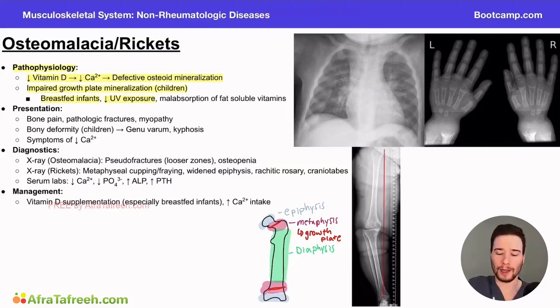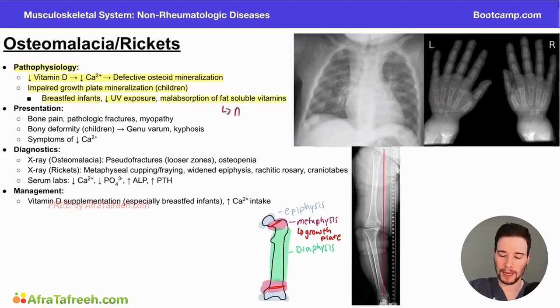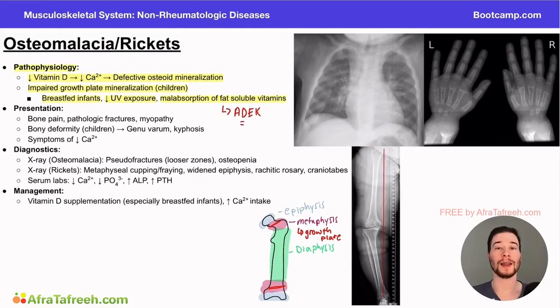Now, we can also have malabsorption of fat-soluble vitamins. Recall the 4 fat-soluble vitamins are A, D, E, and K. The one we're concerned about here is vitamin D. And so anything that decreases our ability to absorb these fat-soluble vitamins, for instance, celiac disease, we know is a malabsorption disorder, pancreatitis, patients who have cystic fibrosis. So anything that disrupts the ability to absorb fat-soluble vitamins, particularly vitamin D in this case, can potentially lead to weakened bones, osteomalacia, or rickets for these patients.